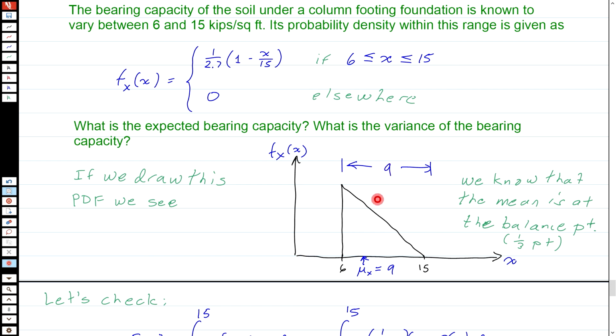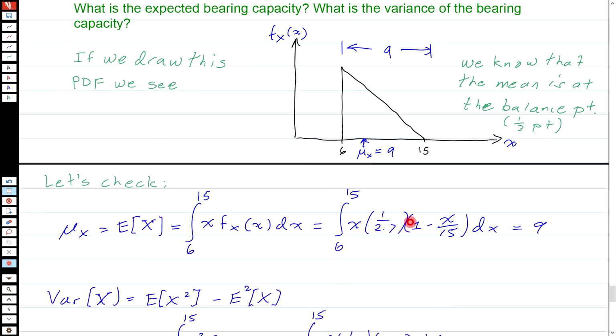The centroid of a triangle is at the 1/3 point, 1/3 from the big end. The actual width of this triangle is 9. So the centroid is going to be 3 from the big end, which is also going to be 9. And we can check that. We can integrate. Mu of x is the expected value of x, which is the integral from 6 to 15 over all possible values of x times f of x dx. Now I just plug in the function for f of x, and then I can integrate this. I'll find that that integral will give me 9 as expected.